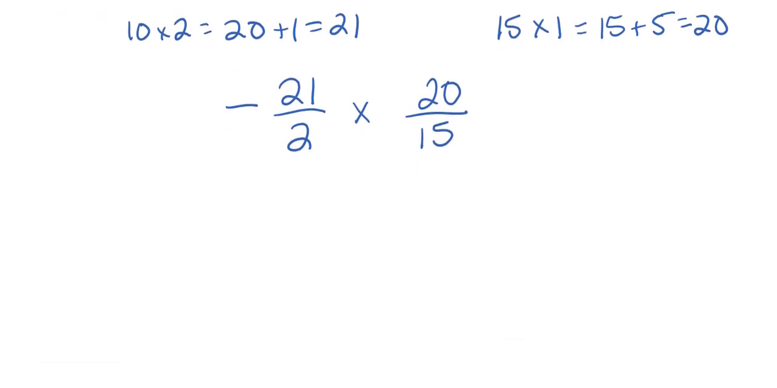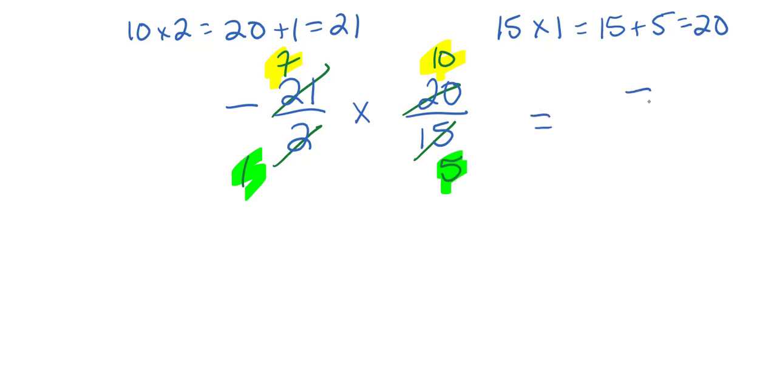This is multiplication, so we don't need to do anything. And we can go ahead and start to multiply. But we also notice that we have a 2 and a 20. Well, we can divide this by 2. So that's 1. 20 divided by 2 is 10. Now 15 and 21 both have factors of 3. So let's go ahead and factor those out. So 21 divided by 3 is 7. 15 divided by 3 is 5. Now we can go ahead and multiply the 7 times 10 and then the 1 times 5. So we get 7 times 10. Well, that would be 70. 1 times 5. Well, that would be 5.